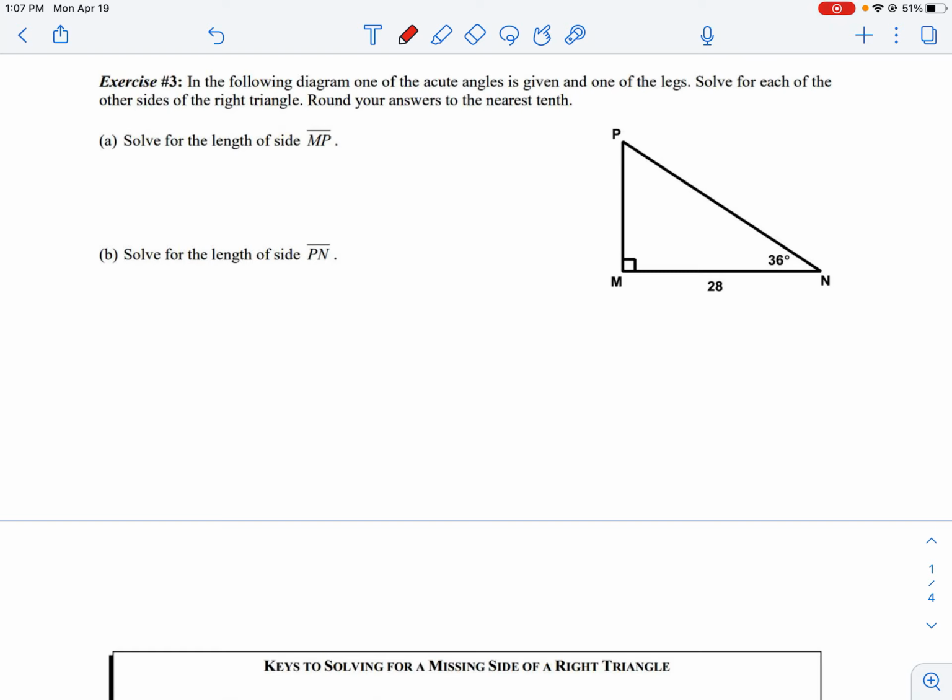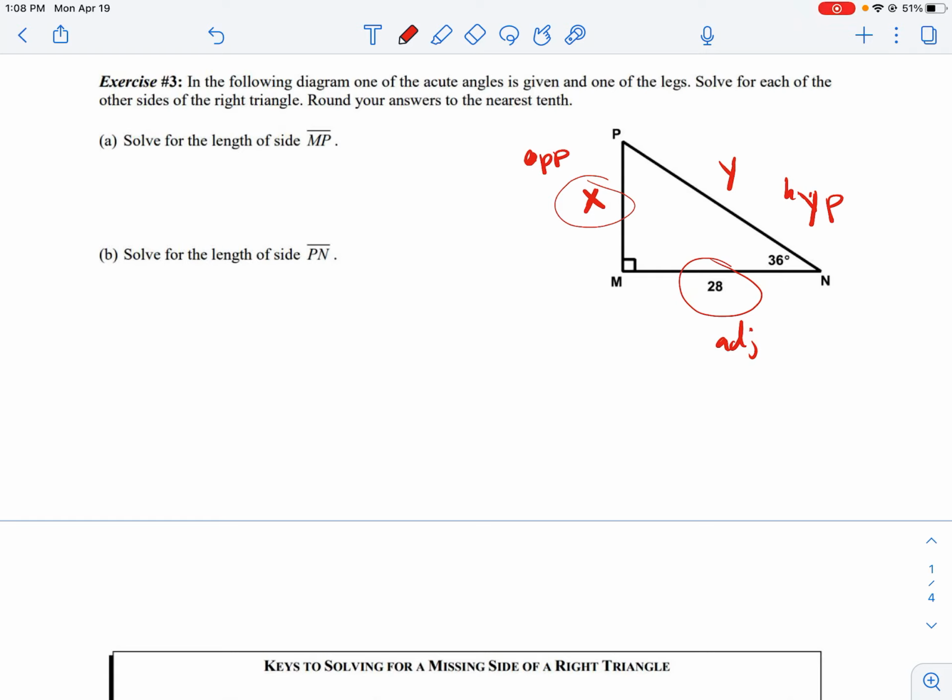Okay, so it wants us to find MP, which I will label X, and NP, which I will label Y. Let's take a look at these two sides here. Because we're only in reference to 36 degrees here, we're not going to have to adjust any of these sides. The X will always be the opposite side, your Y will always be your hypotenuse, and the length 28 will be your adjacent side. So we're asked to find the length of the side MP. You have to think about this for a second.